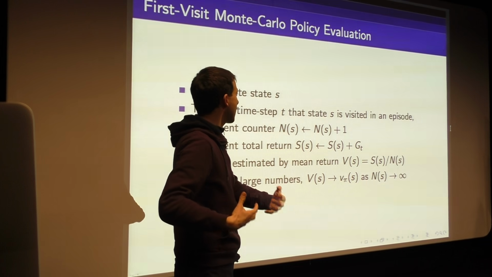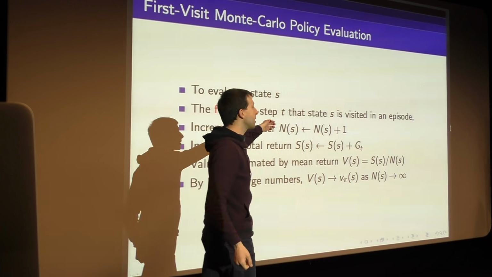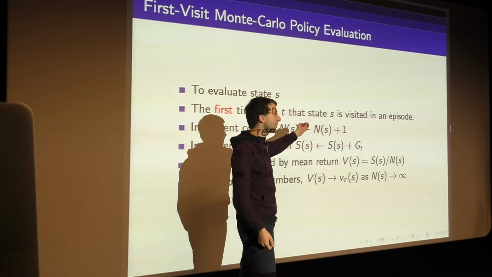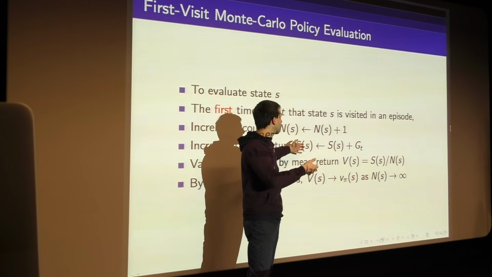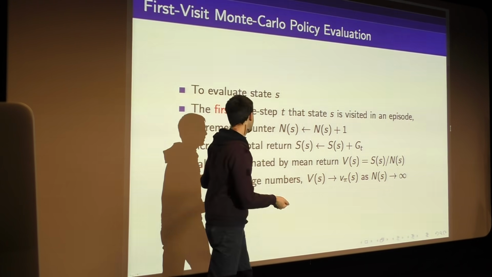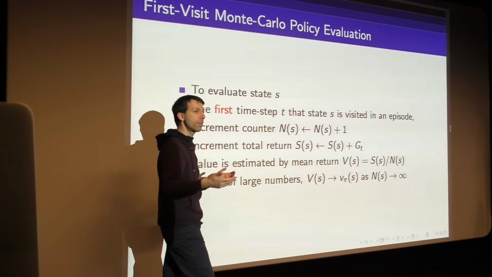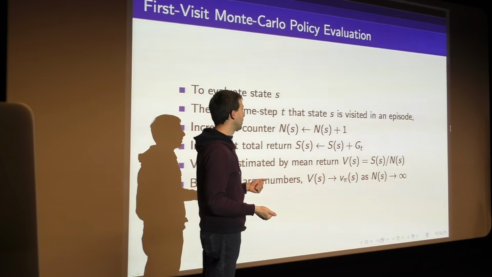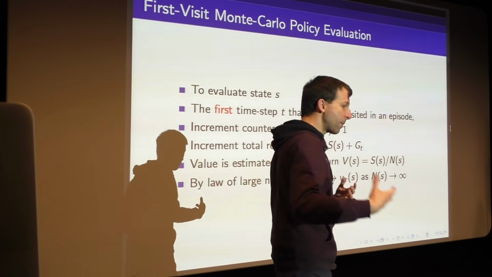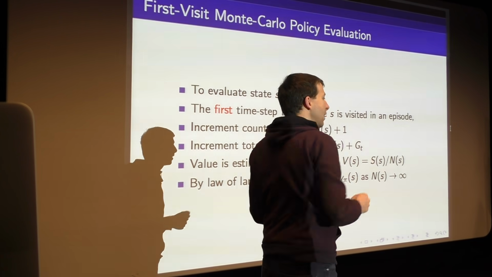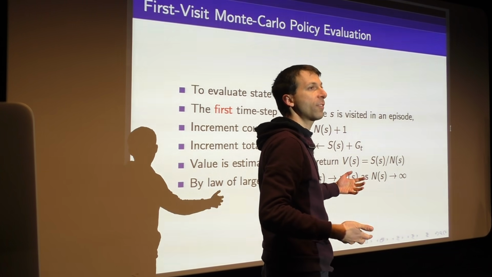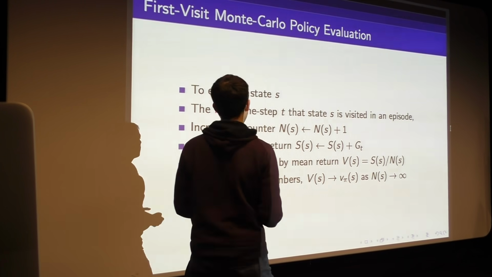And when I reach that state for the first time, I'm going to increment a counter to say how many times I visited that state. And I'm going to add up the total return. And now I can just get the mean return from that state onwards. So in each episode, we're going to look at the first time I visited that state, measure the total return we got from that point, and take the mean over those total returns.